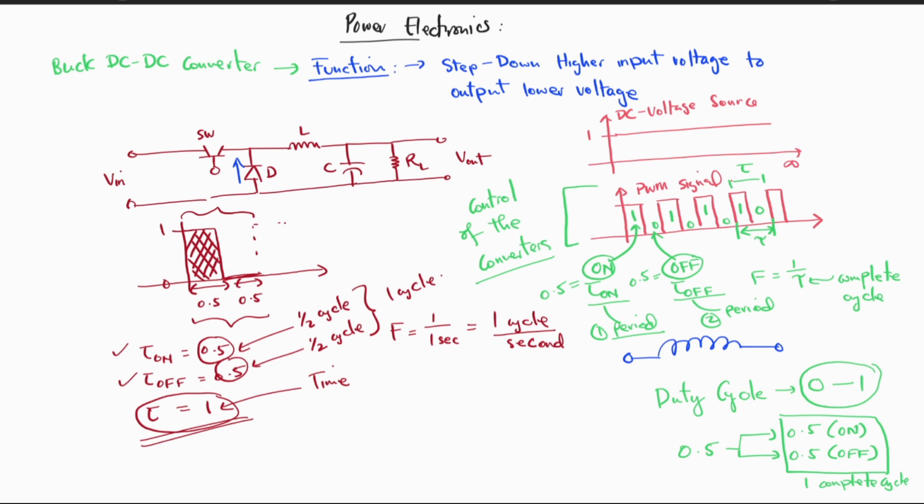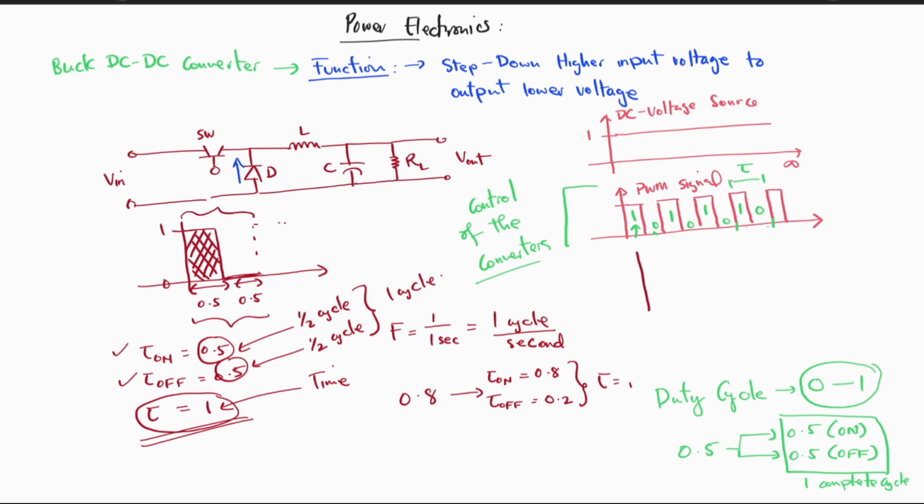In this case, let's say we have 0.8 as our duty cycle. What does that really mean? The T on now becomes 0.8, and the T off will be equal to 0.2. 0.8 and 0.2 give the fundamental period, which is equal to 1, and it also represents 1 cycle of the wave in terms of the T on and the T off.